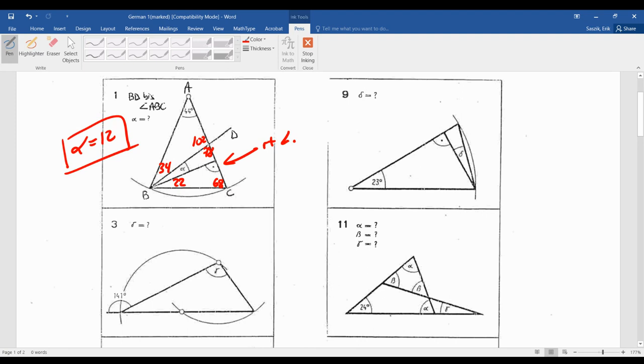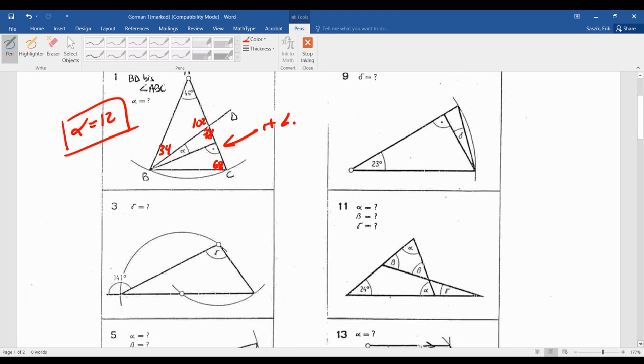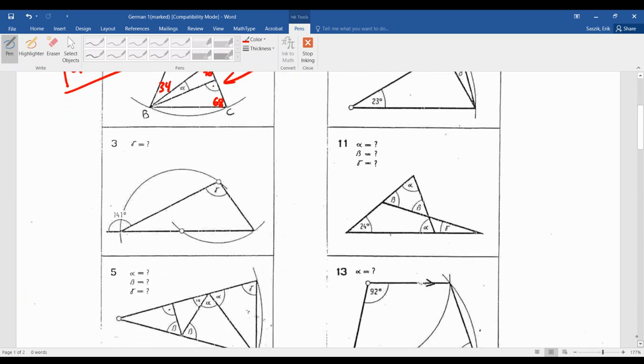I thought I was going to have to do something with this 22 down here. My bad, I didn't. But that's just an idea. It's all about isosceles triangles and radii so many times.